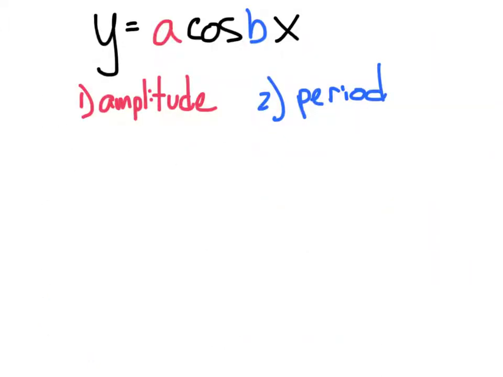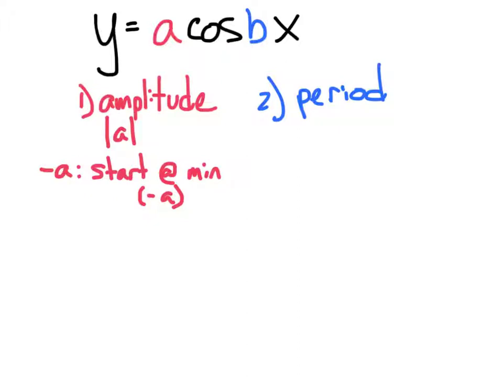Okay, but we're going to concentrate on y equals a cosine bx, where the amplitude is the absolute value of a. So asking for a versus asking for the amplitude, the amplitude is always positive. Now, if you have a negative a, you're going to start at your minimum, and the minimum is negative a. If you have a positive a, you'll start at the max, which is just a.